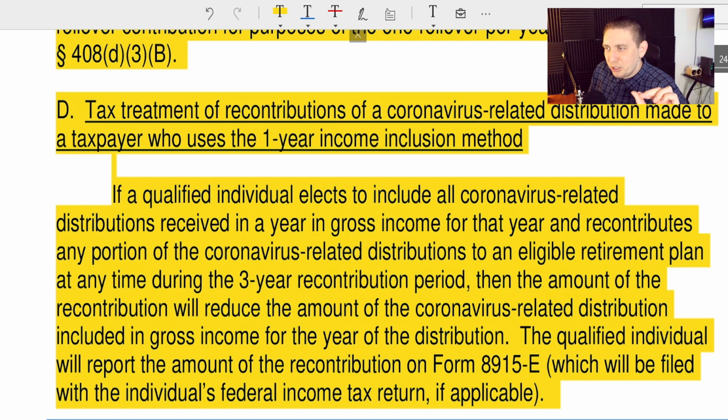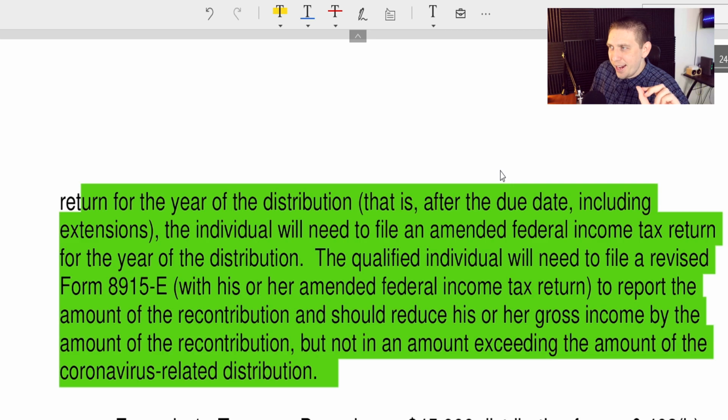If a qualified individual includes a coronavirus-related distribution in gross income in the year of the distribution and recontributes the distribution to an eligible retirement plan after the timely filing of the individual's federal income tax return for the year of the distribution, that is after the due date, including extensions, the individual will need to file an amended federal income tax return for the year of the distribution. The qualified individual will need to file a revised Form 8915-E with his or her amended federal income tax return to report the amount of the recontribution and should reduce his or her gross income by the amount of the recontribution, but not in an amount exceeding the amount of the coronavirus-related distribution.